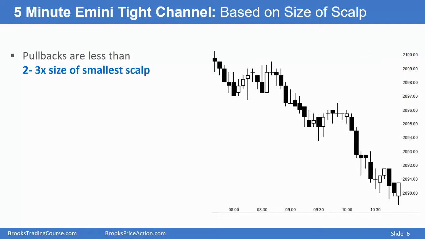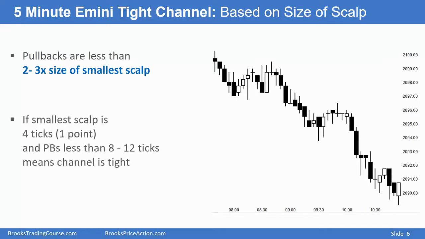You can also decide whether or not a channel is tight based upon the size of the smallest scalp. In the E-mini, the smallest scalp is 4 ticks, 1 point. So if the pullbacks are all less than 8 to 12 ticks, you should assume that the channel is tight. If the pullbacks are all less than 2 to 3 times the size of the smallest scalp, the trend is tight, the channel is tight, and you should only look to sell.